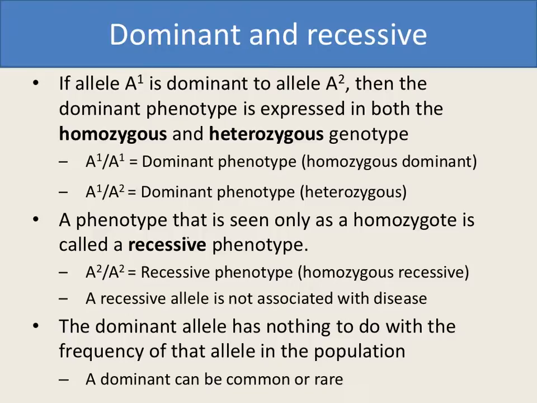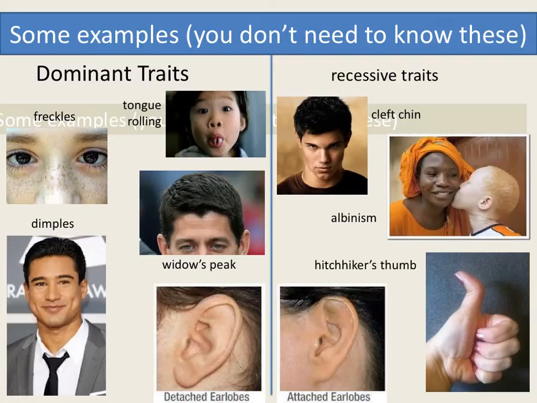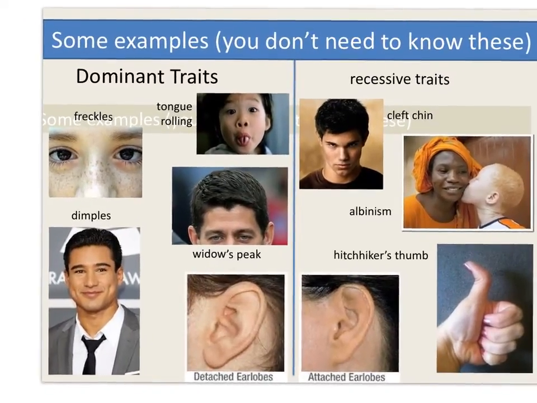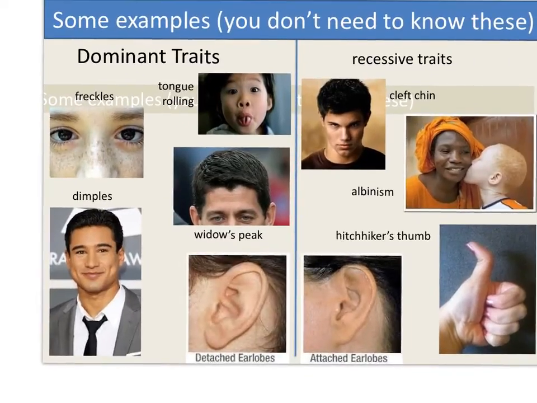So the dominant allele has nothing to do with how common it is or how rare it is. It's an expression pattern. Nor does it have anything to do necessarily with a disease. It's just an expression pattern. And these are examples of traits. I already went over this. Tongue rolling, freckles, dimples, widow's peak, detached earlobes are all dominant. These others are recessive traits.